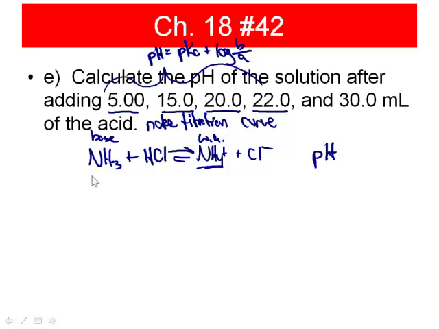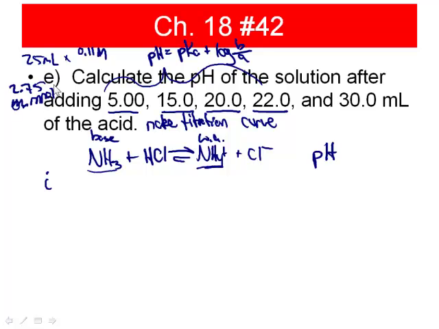Okay, now here we go. Initially, before we do anything, guys, I want to know how many millimoles. I'm going to make a table here. I'm going to show the number of millimoles of my base, ammonia, that I've got. Well, I started with 25 milliliters. The concentration was 0.11 molar, right? If I multiply those two together, I'm going to get 2.75 millimoles of my base that I have initially.